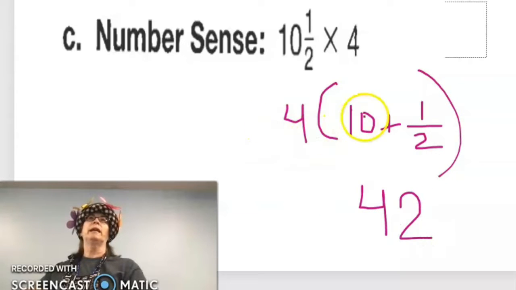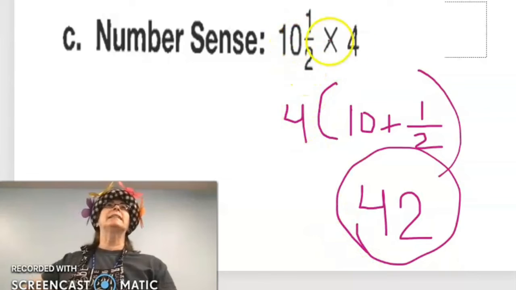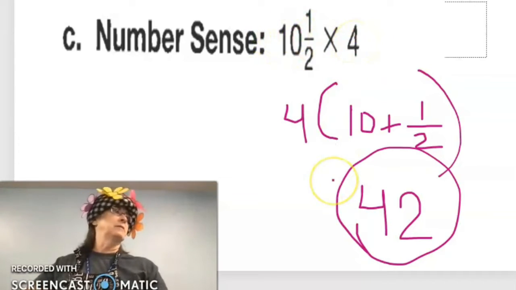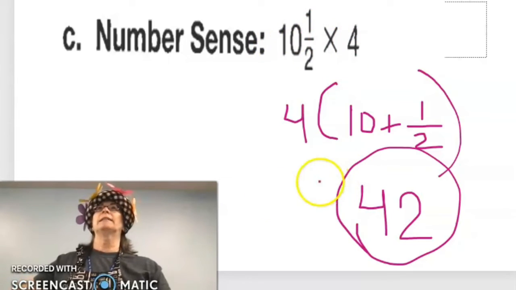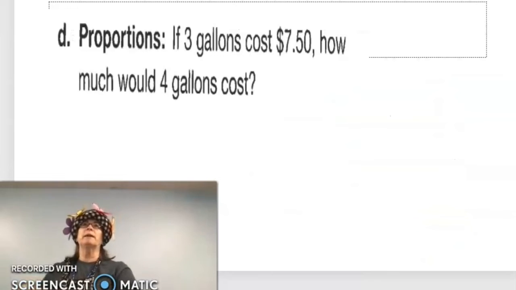Okay, so 40 plus 2 is 42. Does that make sense? So basically you're taking 10 times 4, and then you're taking 1/2 times 4, and you're adding them together. All right, does everybody understand that? All I did was just turn it into... Okay, next one. Let's go.